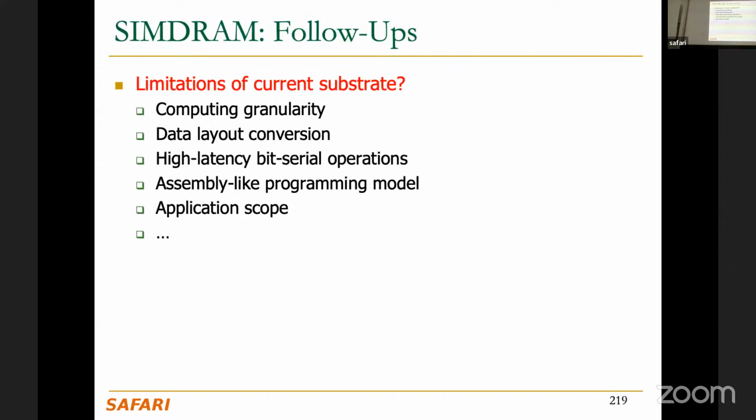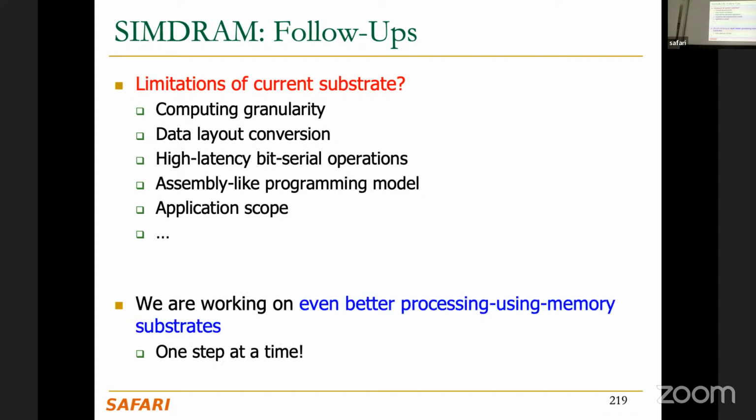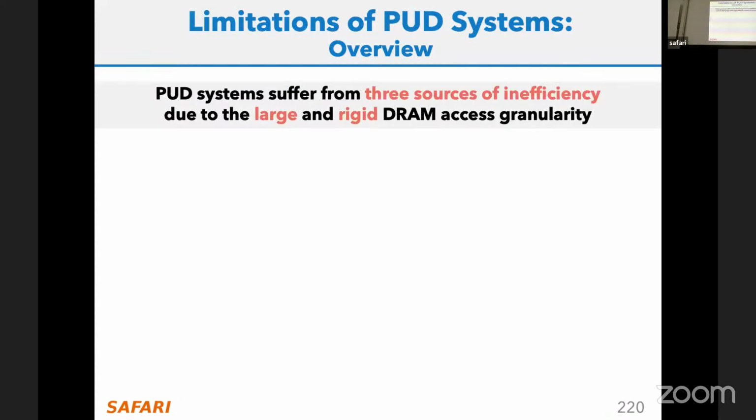And we keep doing work following up on SIMDRAM. This work involves several things. For example, improving the computing granularity of processing-using-DRAM operations, challenges related to layout conversions, and high latency for bit-serial operations. Basically this is a new paradigm, a new type of system, and we are taking one step at a time, addressing all of those challenges, in the end, to have a more holistic solution.